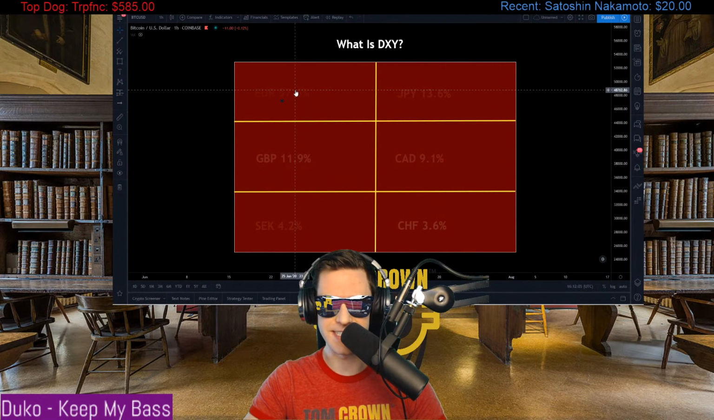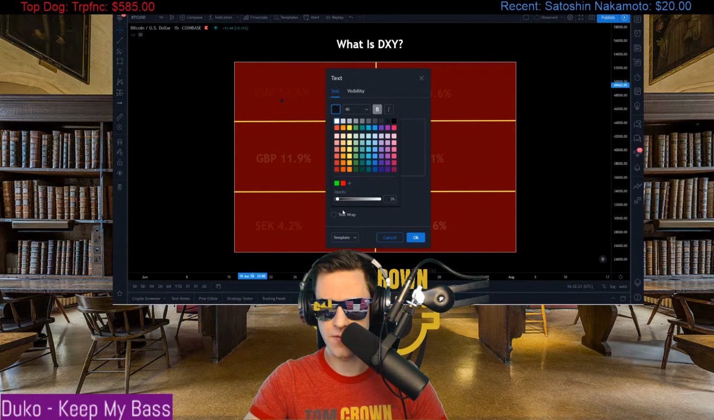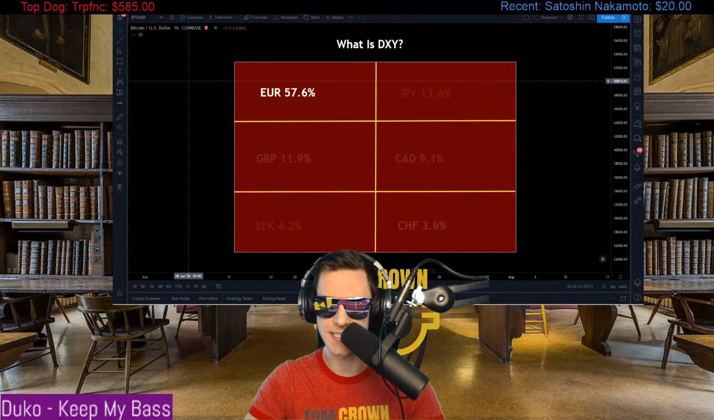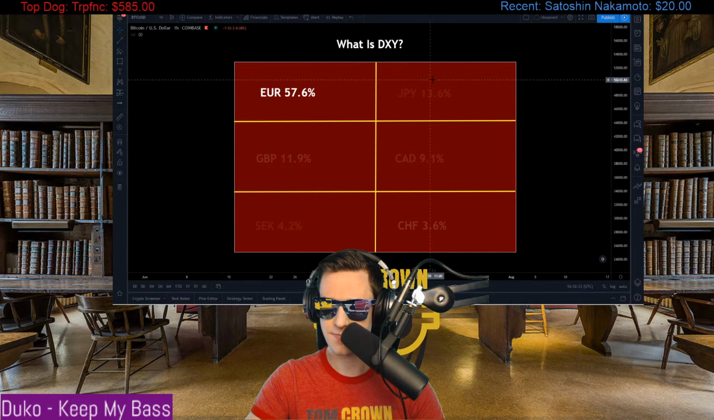So what is the Dixie? The Dixie is actually not the dollar. It is the dollar versus a basket, and that basket is 6 major currencies. The first one is the euro, which is the largest portion. Euro is 57.6% of the basket that the dollar is weighed against to create the Dixie.